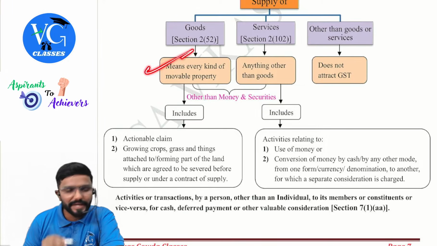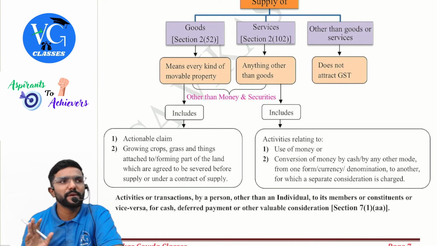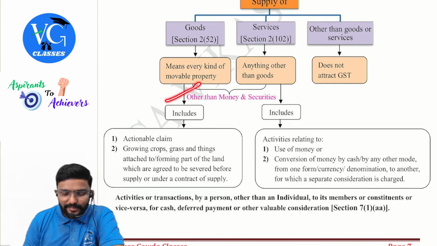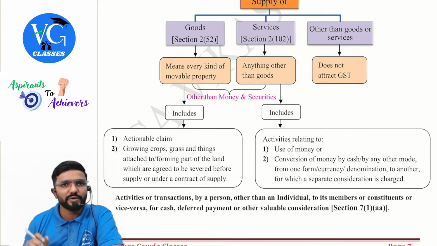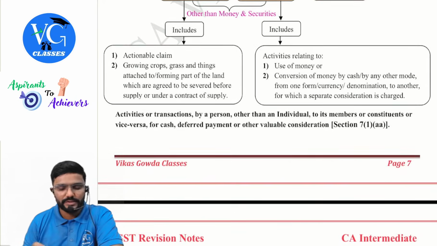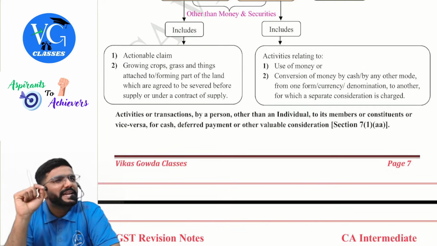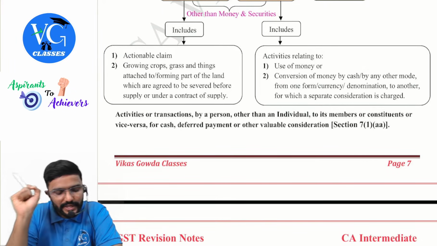Goods means every kind of movable property. Means if it is immovable, it is not goods, sir? No. Then other than money and securities. So money and securities is not goods, sir? No. But goods includes actionable claim. Sir, actionable claim is a claim towards a debt. Is it goods? Yes.